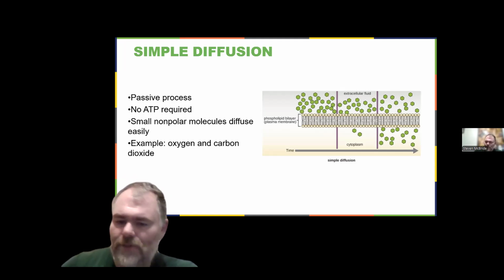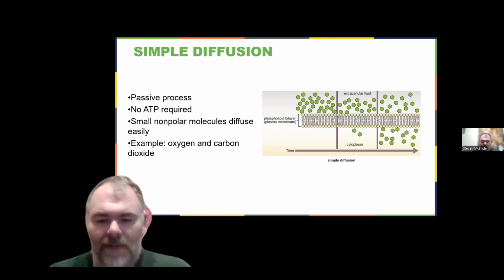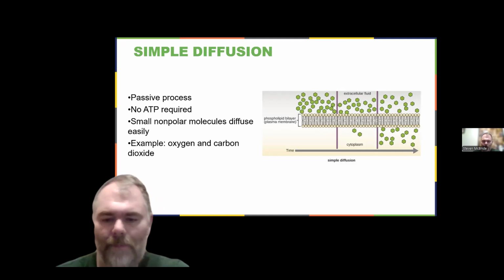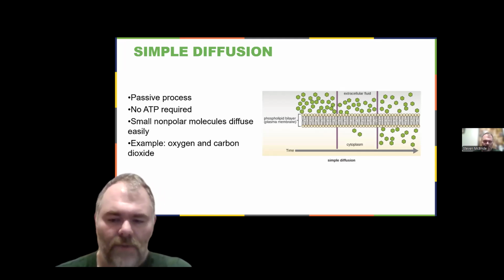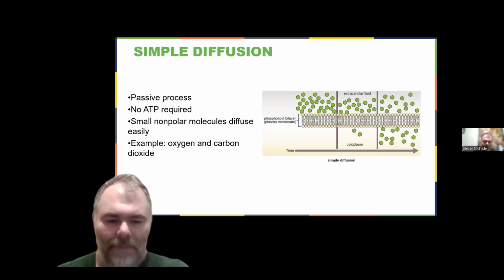Two important examples are oxygen and carbon dioxide. Cells need oxygen for cellular respiration, and they produce carbon dioxide as a waste product. Because both molecules are small and nonpolar, they can often move directly through the membrane by simple diffusion without needing transport proteins or ATP.